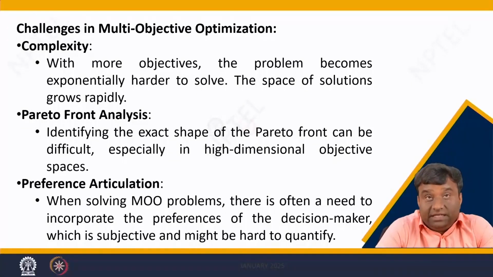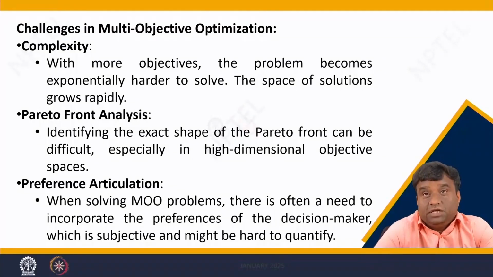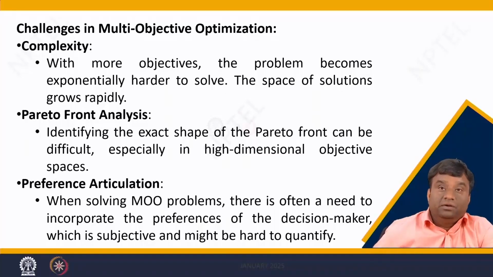Challenges in multi-objective optimization. Complexity. With more objectives, the problem becomes exponentially harder to solve. The space of solutions grows rapidly. Pareto front analysis. Identifying the exact shape of the Pareto front can be difficult, especially in high-dimensional objective spaces. Preference articulation. When solving multi-objective optimization problems, there is often a need to incorporate the preference of the decision maker, which is subjective and might be hard to quantify.